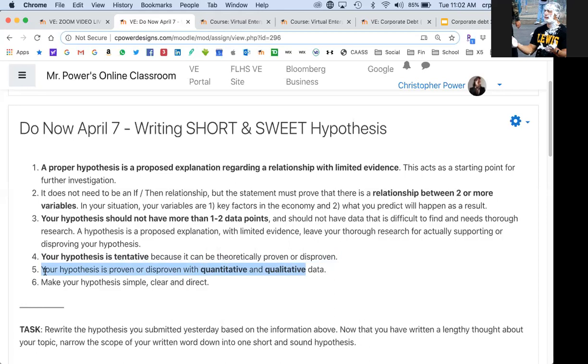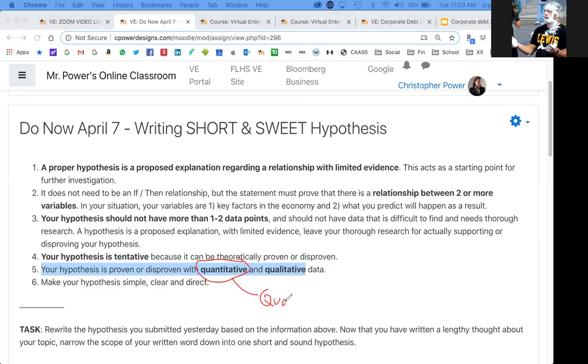Anybody know the difference? Quants versus qual. Quant is numbers. Which one's numbers, Daniel? Quantitative. Quantity. Yes, it's measurable. That's the key word you guys have to know. You can measure quantitative data.